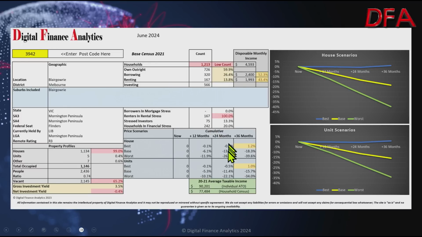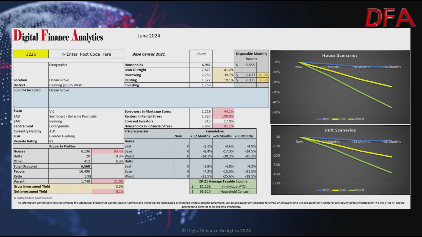From a scenario perspective, maybe a small rise over the next 3 years, but the base case is a fall of 18% and the worst case, a more significant fall, and units follow suit. Now we look at Ocean Grove on the Surf Coast in and around Geelong. 6,900 there, with 41% owning outright, 39% borrowing and 90% renting. Mortgage stress at 41%, rental stress very high indeed.